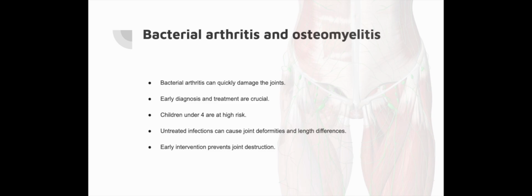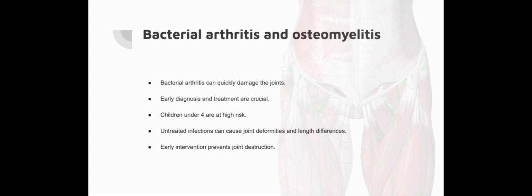Bacterial arthritis and osteomyelitis. Bacterial arthritis is a serious infection that can quickly damage the joint, especially in children under the age of 4. If left untreated, it can lead to poor hip function, growth disorders, and length differences. Early diagnosis and treatment are crucial to prevent these complications.